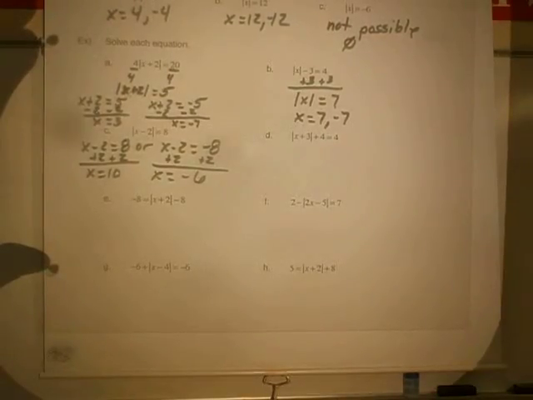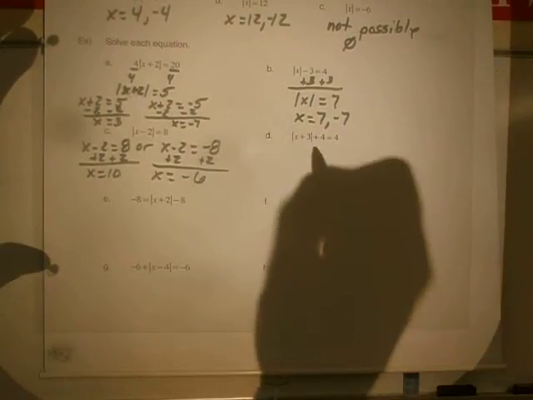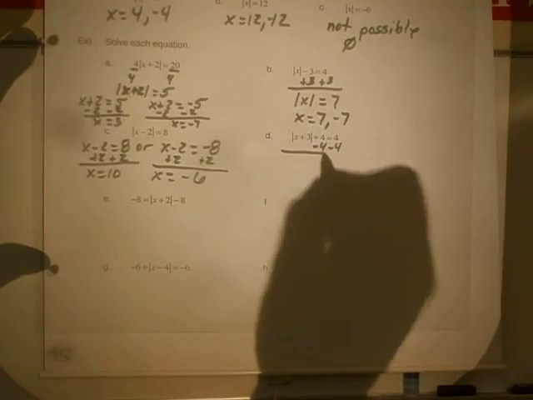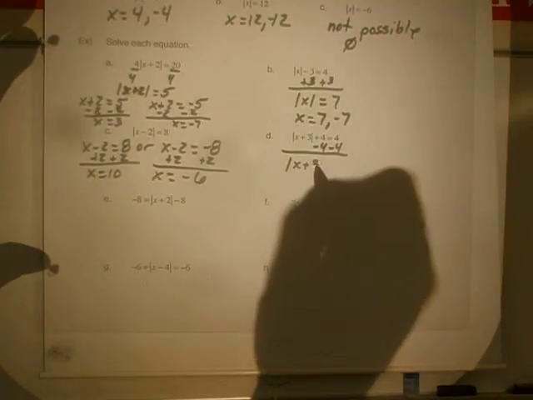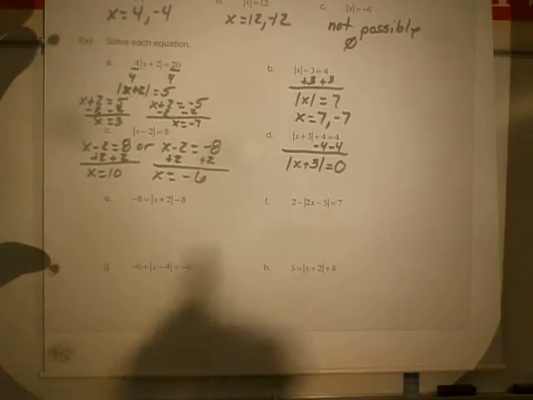Letter D. First thing I'm going to do is get rid of this plus 4. To get rid of that plus 4, we are going to subtract 4 from both sides. And when we do that, we have the absolute value of x plus 3 equals 0.